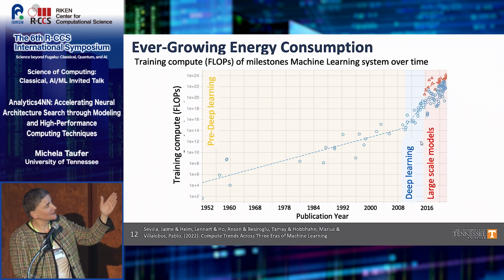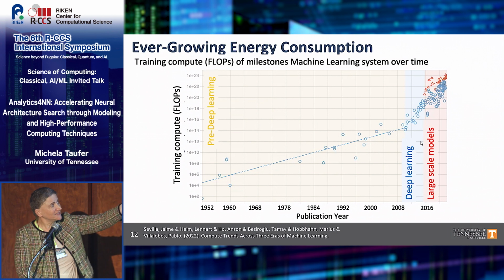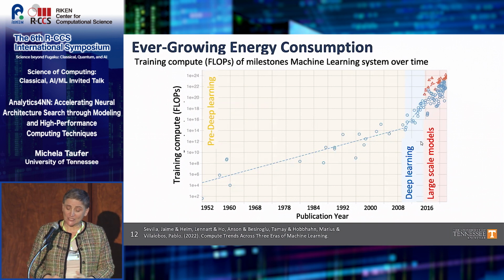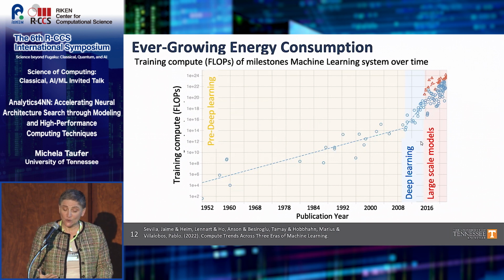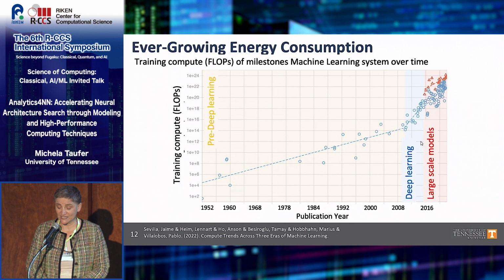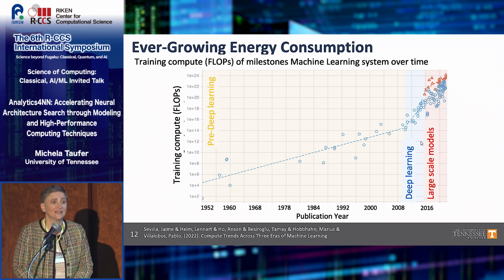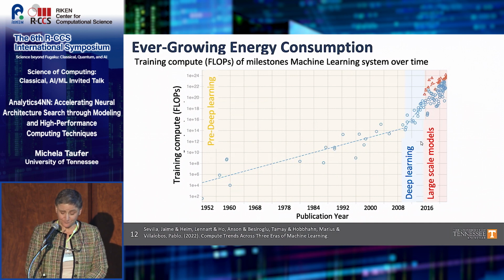And you see that there is some sort of linear growth in flops until we get to the point of deep learning and large-scale models. And here we have an explosion in terms of the number of flops that are required for this training, which results also in an amount of energy that we need to invest.